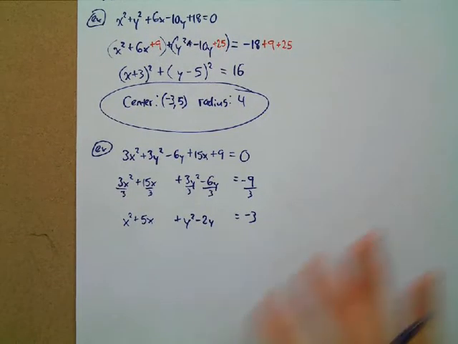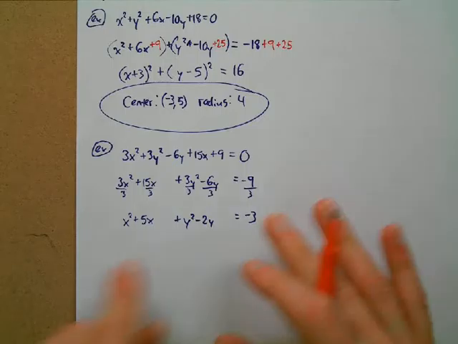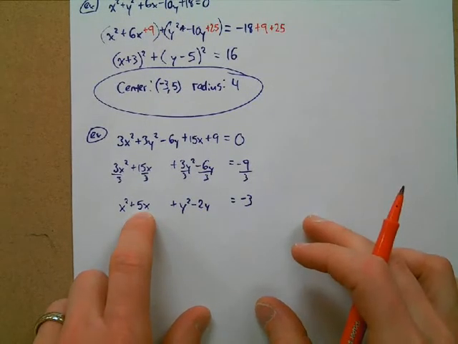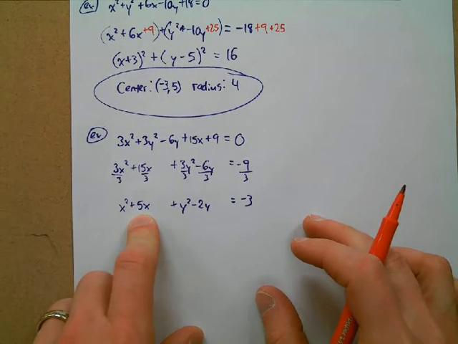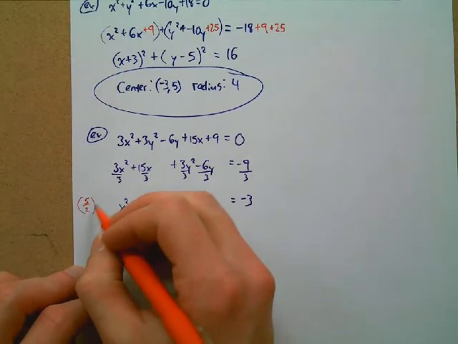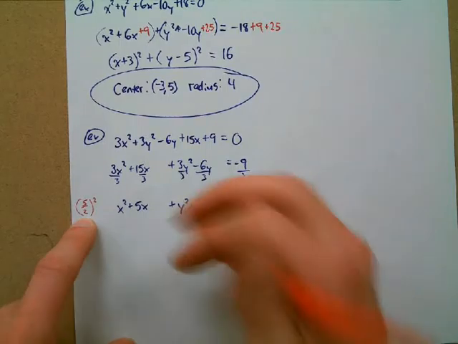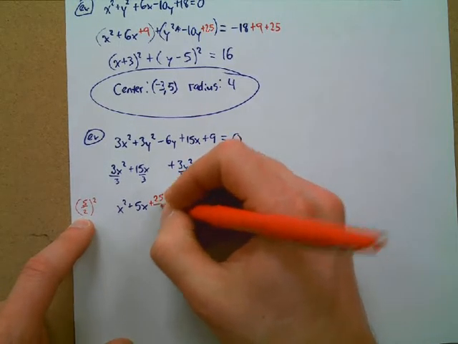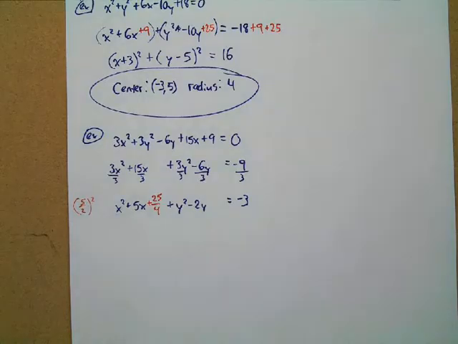Sadly, though, that middle term, the 5x, dividing that 5 by 2 is going to give us 2.5 or 5 halves. So half the middle term there is 5 halves, and then squaring that is going to be 25 fourths. So we're going to add 25 fourths here to complete that square, which we're going to do to the other side here. Okay, 25 fourths. And then the minus 2y, half that's going to be negative 1, and so squared is going to be plus 1. So then we'll also add a 1 here as well.